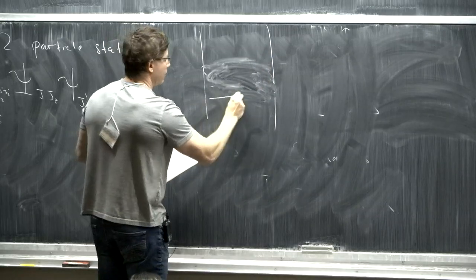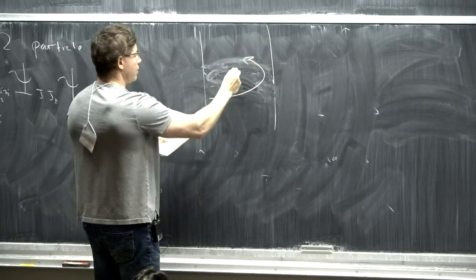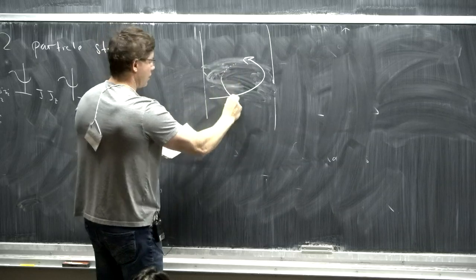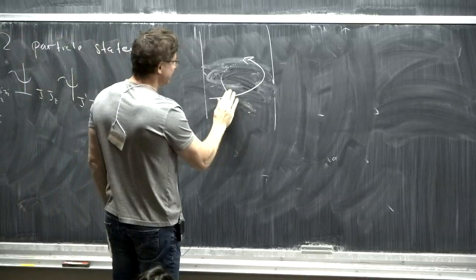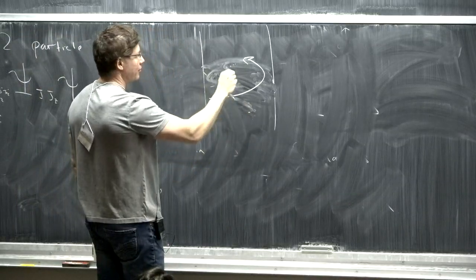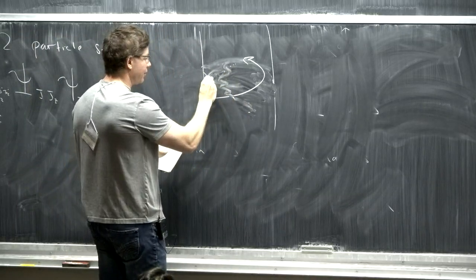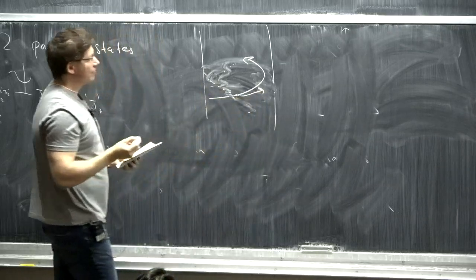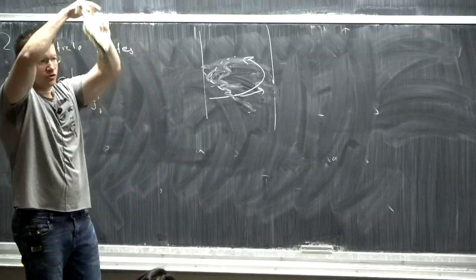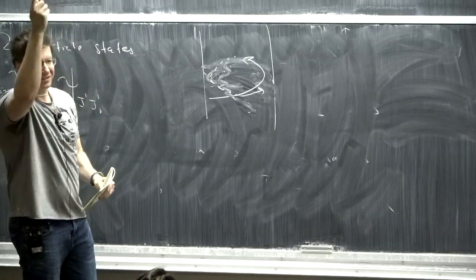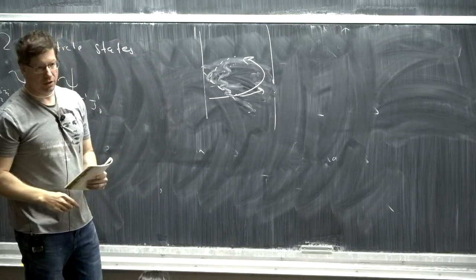Sorry, and then maybe I'll draw. Maybe, I don't know. Can you see what I'm doing? No. How do I make it go up? Sorry, I'm so bad at this. Yeah, they just go up. It's like a helix, and they are antipodal to each other.